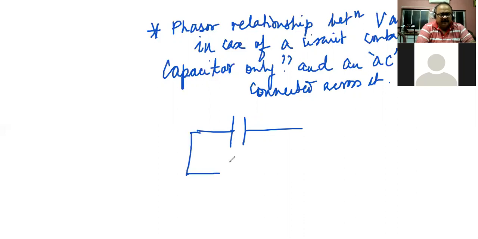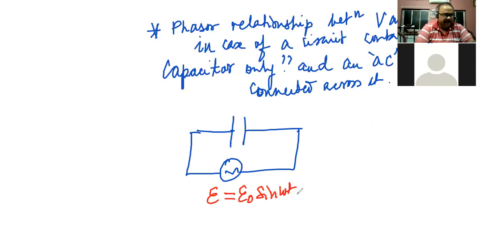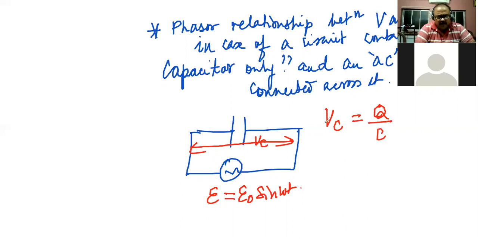So suppose this is the capacitor, and we have connected an AC supply. Let this AC supply be given by the equation E naught sine omega t. Now suppose I consider this potential difference over here as VC. You know from your earlier concepts that the potential across a capacitor is also given by Q upon C. In this case, the VC, that is the potential difference across the capacitor, is equal to E naught sine omega t. Why? Because this VC and this E are the same.